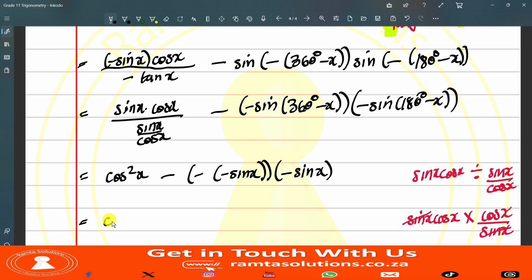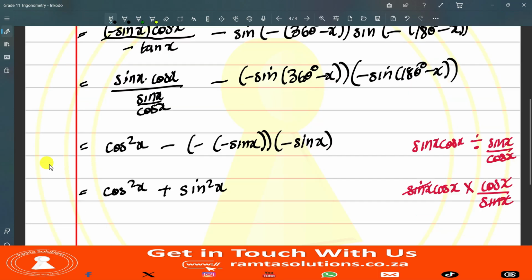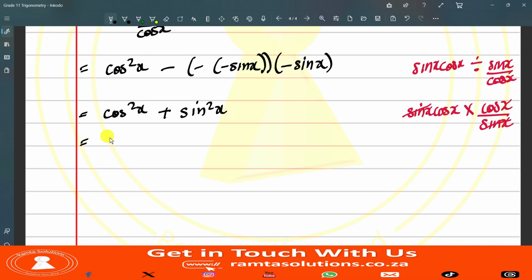Proceeding, this will then be cos square x. Take it easy. Negative times negative is positive, so this will become positive sine x times sine x. Negative times negative will become positive, so here we have plus. Now, sine x times sine x will be sine square x. What does this mean? We have seen this identity before. So this equals 1: cos square x plus sine square x equals 1. All right?